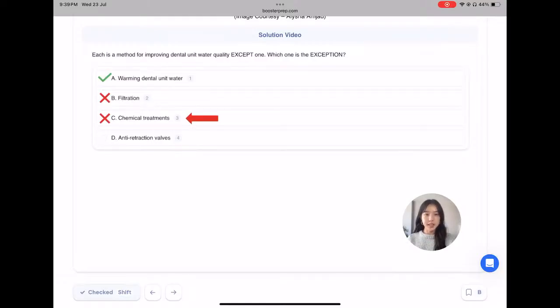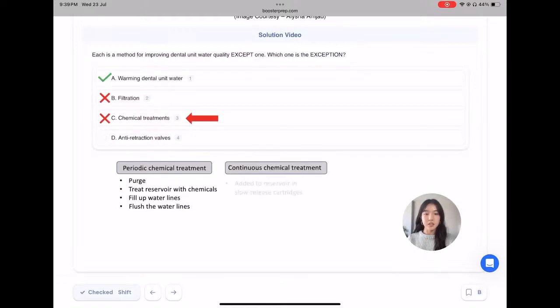C reads chemical treatments, and these are also a common method to control bacterial growth and improve dental unit water quality. There are two types of chemical treatments. We can have periodic chemical treatments and continuous chemical treatments. With the periodic treatments, we first purge the water lines and then add the treatment to the reservoir. After that, we fill up the water lines, and once that's done for the recommended period of time, the water lines must be flushed in order to remove the chemical. On the other hand, there are also continuous chemical treatments, and these are continuously released into the reservoir to filter the water.